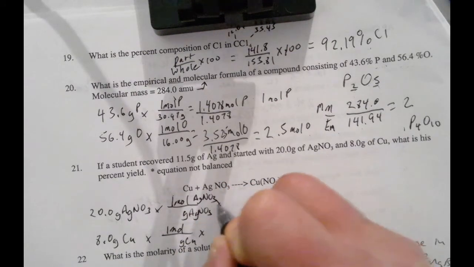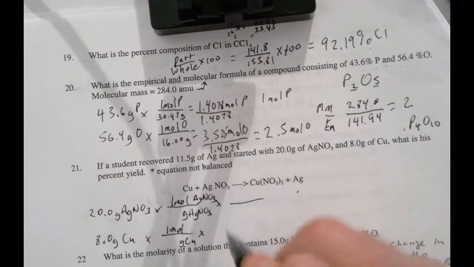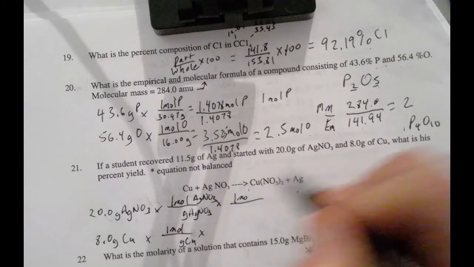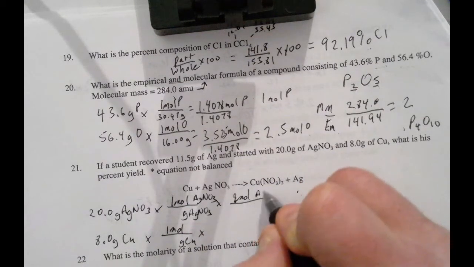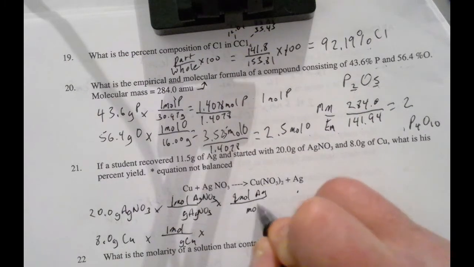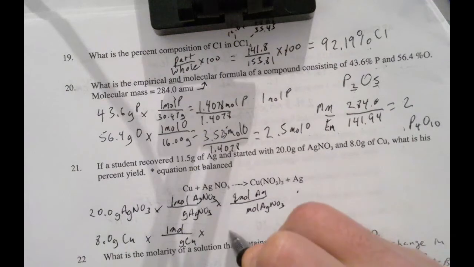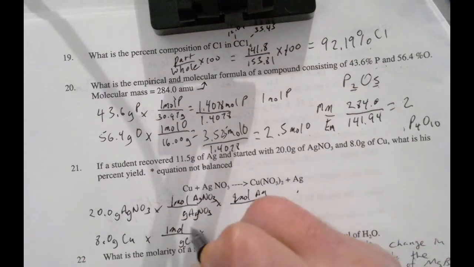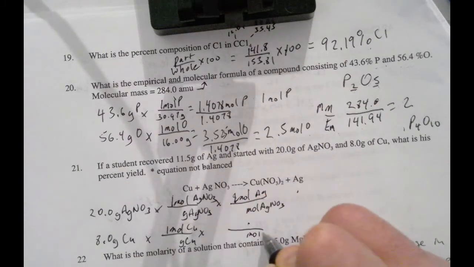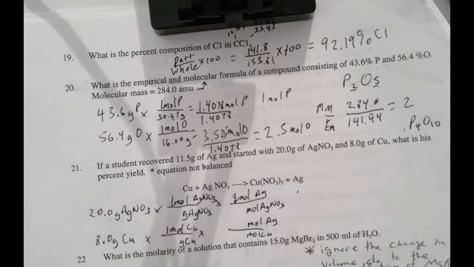If we don't have the balanced equation, we don't know. It says recovered Ag, so every 1 mole of Ag, can't put 1 yet, let's hold off on that. Every so many moles of Ag is so many moles of AgNO3, and every so many moles of copper is so many moles of Ag. So let's go ahead and balance that equation.